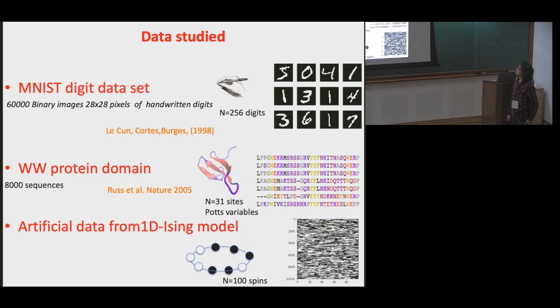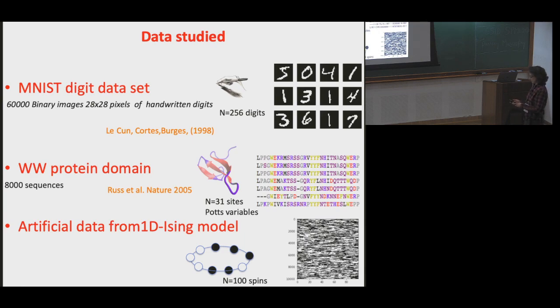The first application is the very well-known benchmark data set in machine learning, the MNIST digit data set. This is a set of 70,000 binary images of handwritten digits, and you can discretize them in 28 by 28 pixels. So you have a binary variable, 0 or 1, corresponding to the fact that the pixel is white or black.